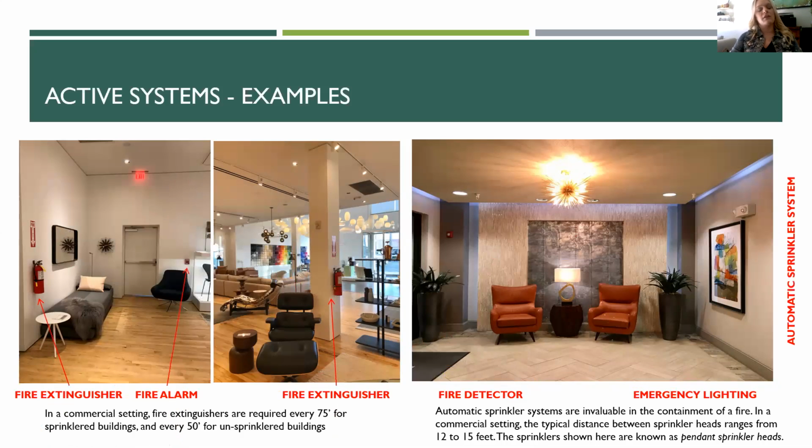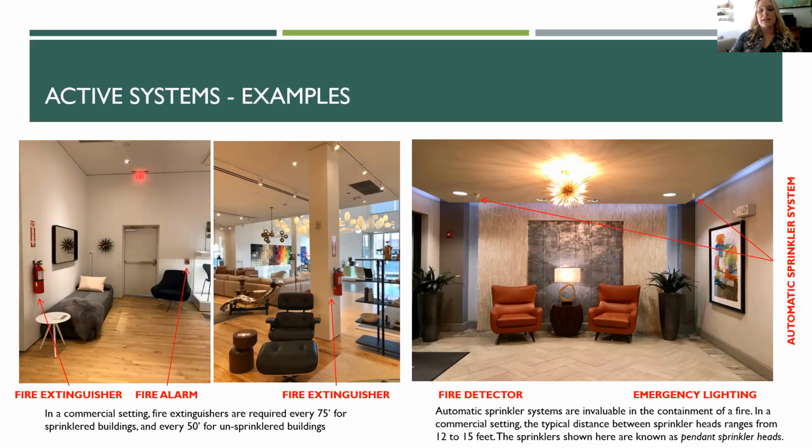Another quick example is going to be that fire alarm that's right there by that exit door. Just a really good example of an active system. Going over to the right-hand side, you've got your automatic sprinkler systems showcased here on top of these, mounted to the ceiling. The automatic sprinkler systems are pretty invaluable to the containment of a fire. These active systems, known as the automatic sprinkler systems, aid in containing the fire.